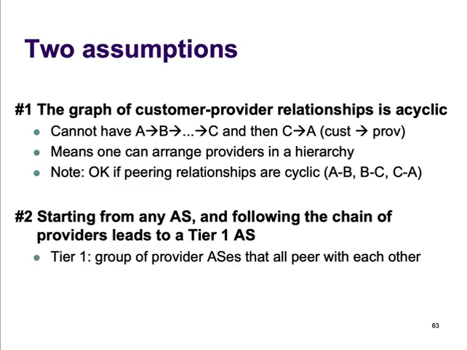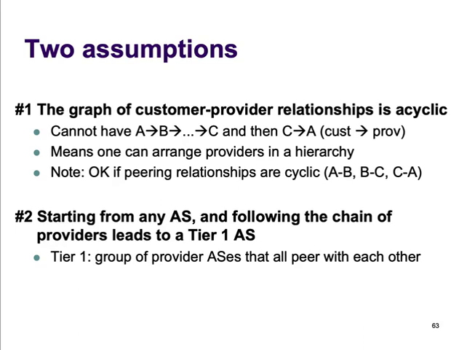So, if this assumption holds, which we would always expect it to, that's one assumption underlying the Gao-Rexford conclusion. The other is that starting from any AS, you can always follow a chain of customer-provider paths up to a tier 1 AS. So I can start from any stub AS in the world, and if I kept walking up the customer-provider path, I will hit a tier 1 AS. And remember the tier 1 ASs are all peering with each other.